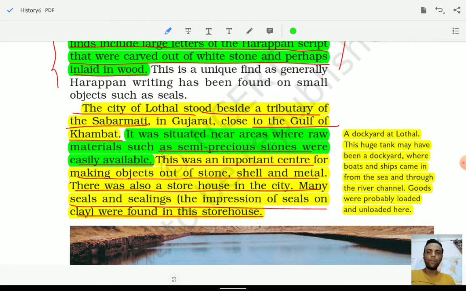Where is Lothal? The city of Lothal stood beside a tributary of the Sabarmati. Again, an important fact: Lothal is on a tributary of the Sabarmati in Gujarat, close to the Gulf of Khambat. It was situated near the area where raw materials such as semi-precious stones were easily available. So it always depends on the availability and utility of the place as well.